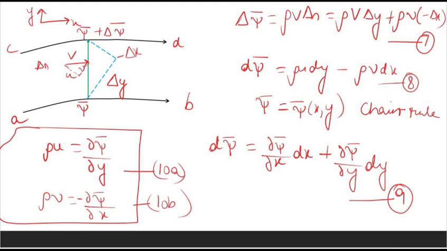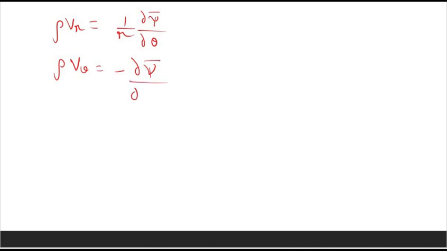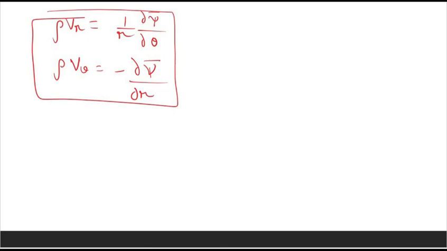Now this was in the form of Cartesian coordinate system. What if I want to write the same thing in polar coordinate system? So in polar coordinate system, you get the equation in this form. The derivation process is the same. You can apply the polar coordinate system and derive it. I leave it up to you as a homework of this video. Let us name this as 11a and 11b.